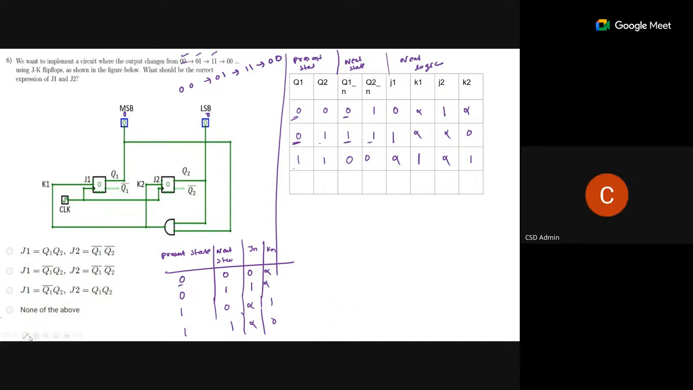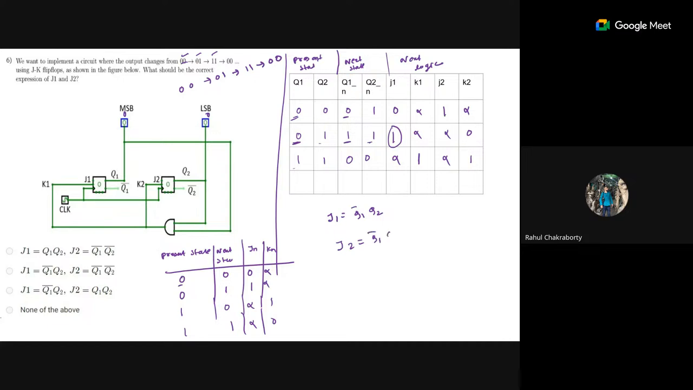Got it? Yes. Okay. What will be the value of J1? Now find the SOP for J1. Only one entry is 1, and for J1 you have to take SOP. So J1 is Q1 bar Q2. And for J2, it will be Q1 bar Q2 bar.